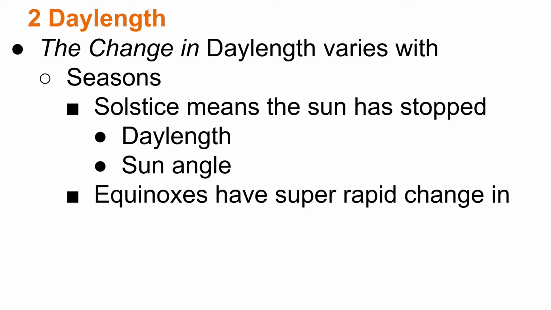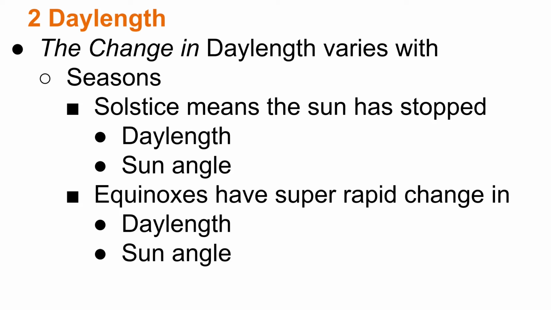At the equinoxes, we've got super rapid change. Like I mentioned, we have about 2.5 minutes change in day length around the time of the equinoxes. The fall equinox, we're losing 2.5 minutes, so that's what's happening right now. And then in the spring, we're gaining about 2.5 minutes of daylight every day. Same thing, the angle of the sun changes rapidly around the time of the equinoxes, and the angle of the sun doesn't really change around the time of the solstices.